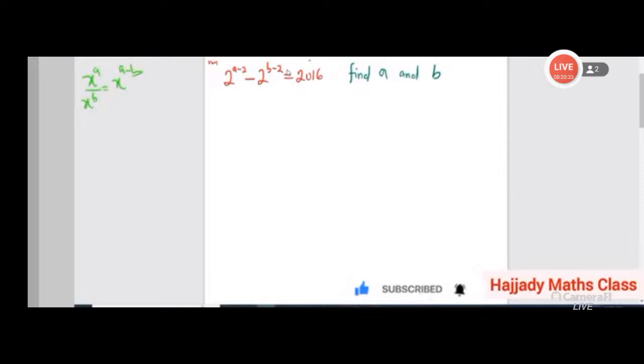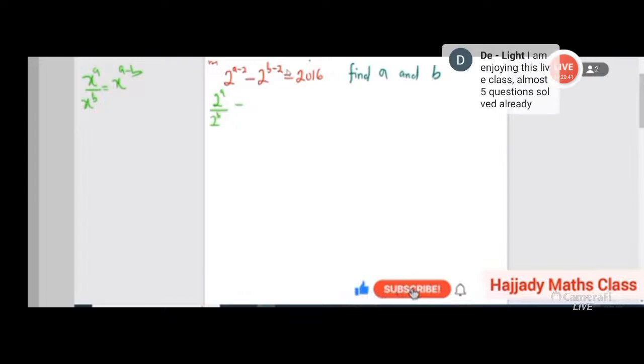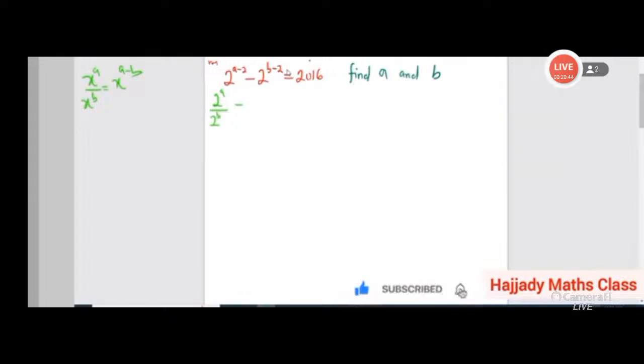Applying the same rule here, we are going to have 2 raised to power a divided by 2 raised to power 2, minus 2 raised to power b divided by 2 raised to power 2, equals 2016. Don't forget that 2 raised to power 2 is equivalent to 4. So this is the same as saying 2 raised to power a over 4 minus 2 raised to power b over 4 equals 2016. Multiplying 2 by 4.